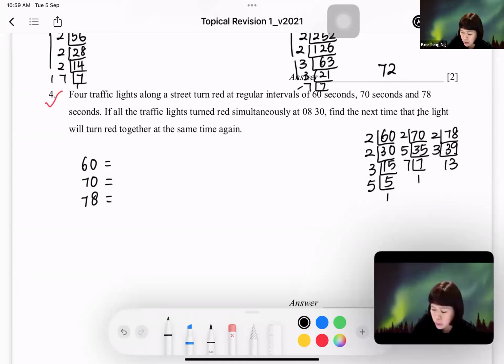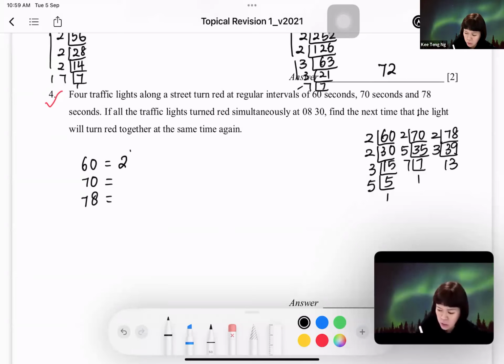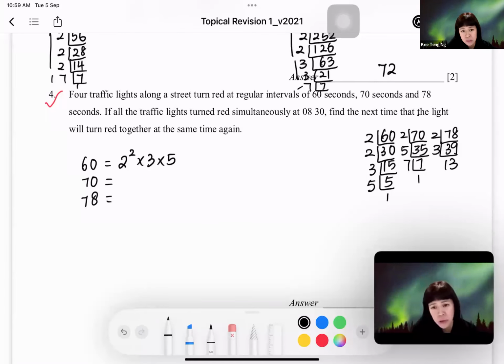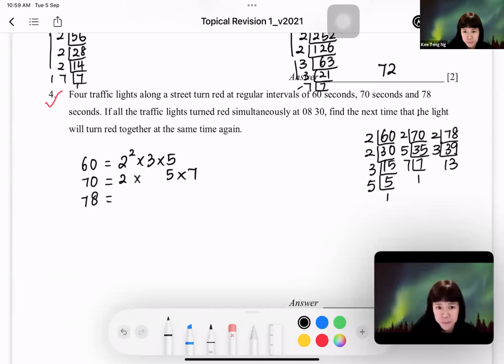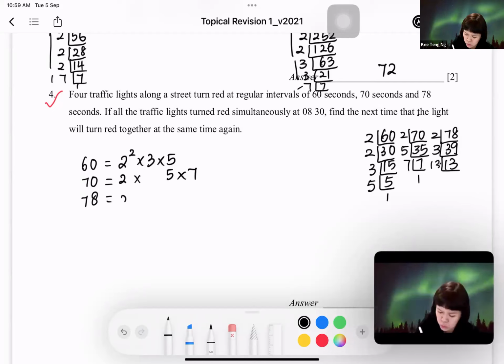Hello? Nobody gives me an answer. So 60 will be 2 squared, 3 and 5. Have you not done your work at all? If not, you can do your calculations alongside together with me. 70 will be 2 times 5 times 7. 78 will be 2 times 3 times 13. I'll put 13 here.